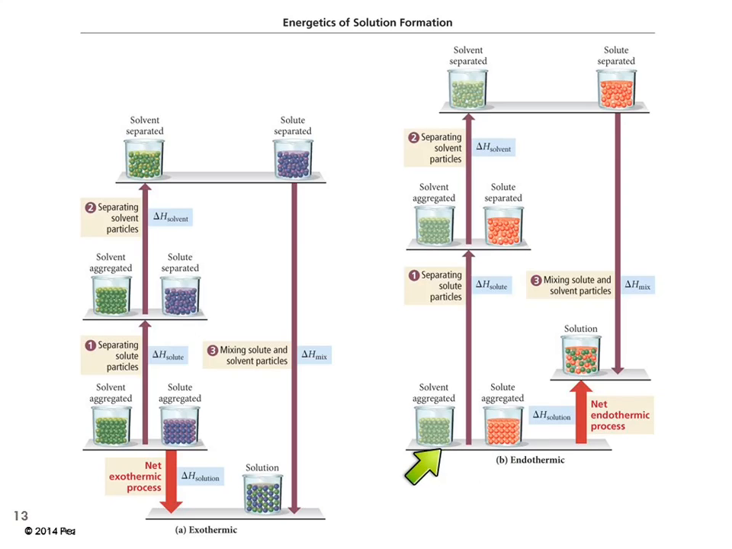Here's a different solute. Again, we're separating the solute into particles. We're separating the solvent into particles. And then when they mix, this time the energy that's released is not as much. It's less than the sum of these 2. And so we have a net endothermic process for the mixing. Any questions?